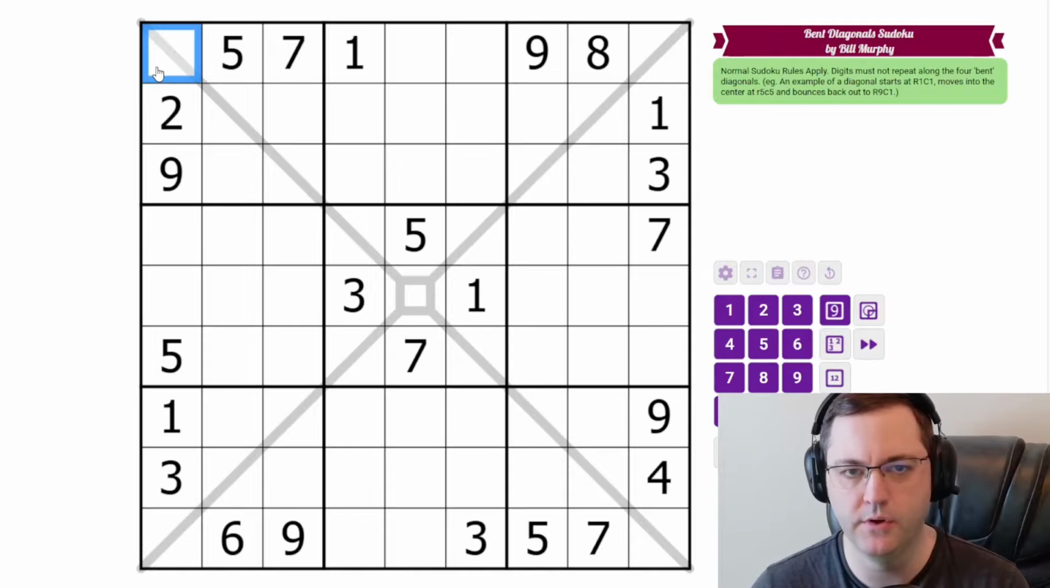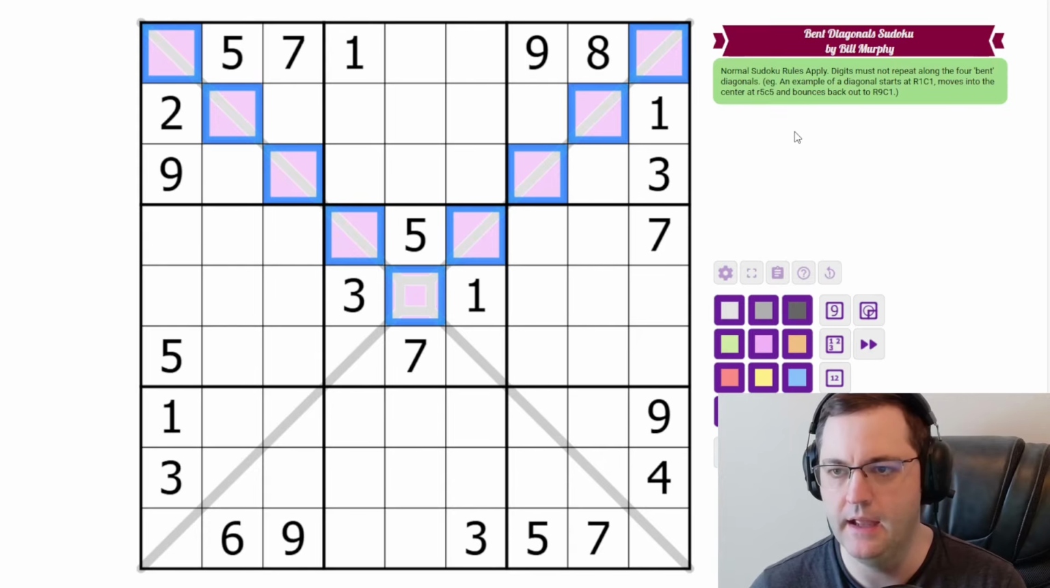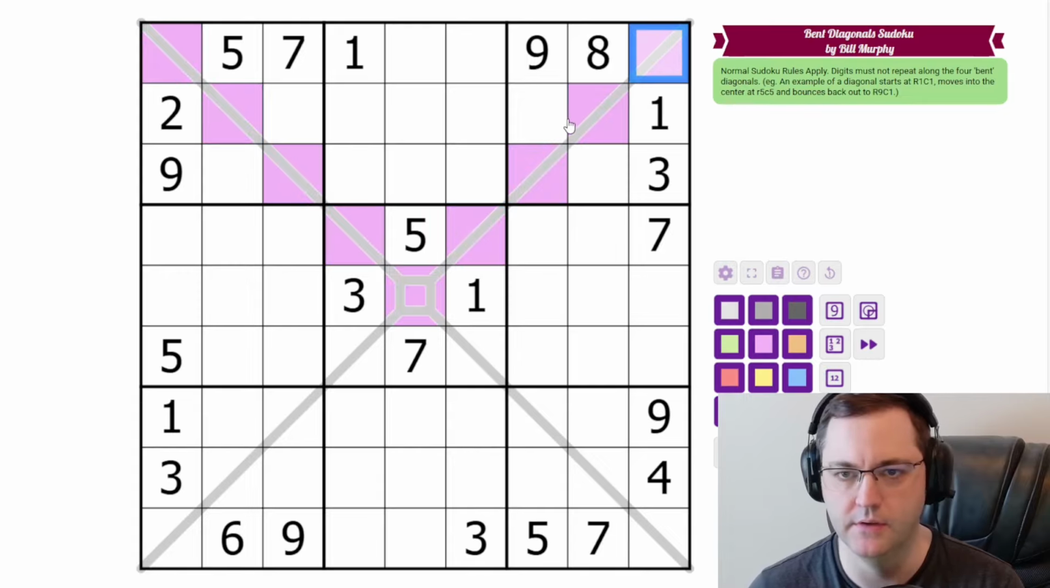We have normal Sudoku rules, 1 to 9 in each row, column, and 3 by 3 box. Additionally, we have some lines in the grid, and these are not your usual diagonals. Instead, they bend in the central cell. So this is a bent diagonal, and digits cannot repeat along these bent diagonals, which, since they're 9 cells, means they contain the digits from 1 to 9.